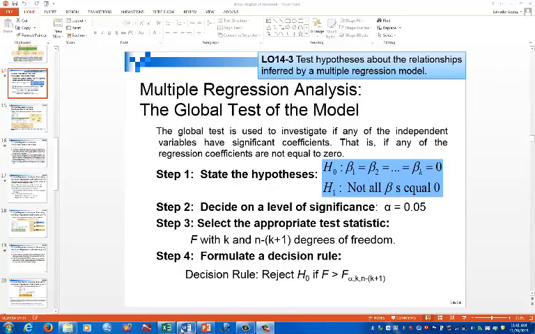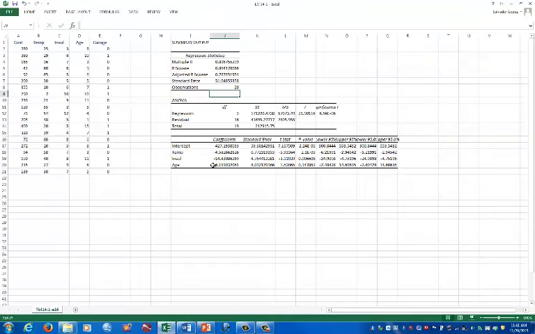Now, these are the results that we had from the previous section. We were using cost as the dependent variable, and these three variables, temperature, insolation, and age, as the independent variables, and the results were shown here. Now we're concentrating on the F statistic, which is the test statistic that is used to test whether all the coefficients are equal to 0.